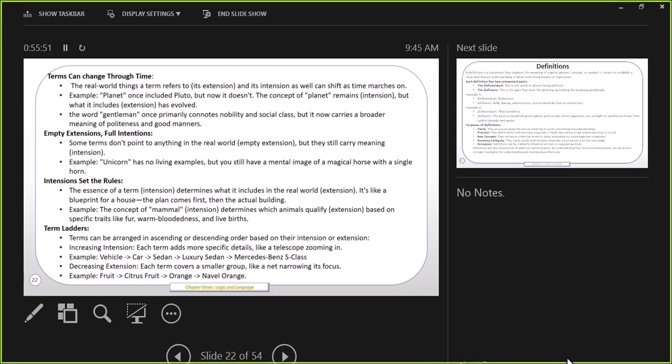Increasing extension is the direct reverse of increasing intention. The direct reverse of increasing intention is decreasing extension, right? Each term covers a smaller group, like a net narrowing its focus. Decreasing extension means the last term has fewer members as compared to the terms that come before it. So they have inverse relations. When extensional meaning increases, intentional meaning decreases. They are inversely related.